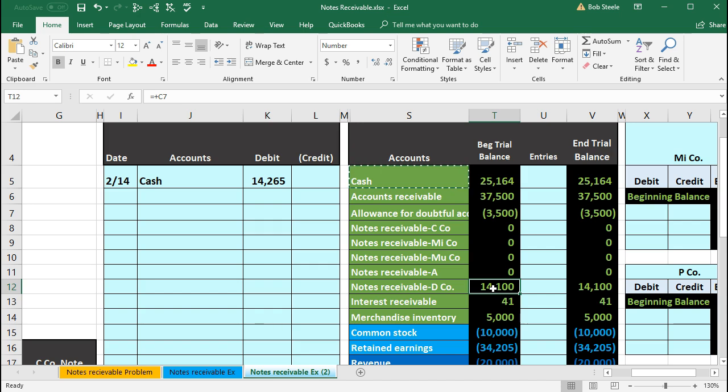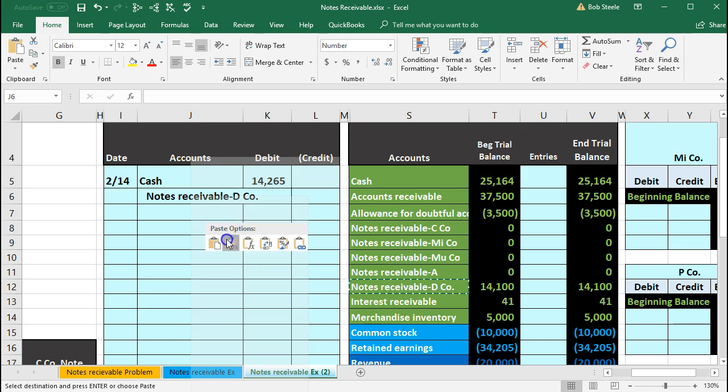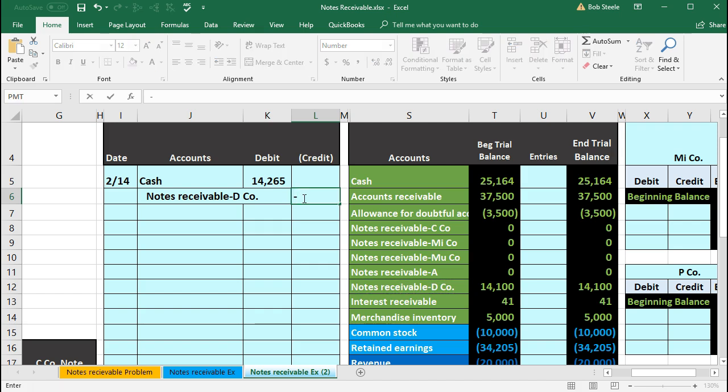It's a debit balance. We need to make it go down by doing the opposite thing to it, which in this case is a credit. So I'm going to copy that. We're going to paste that in J6, right click and paste 1, 2, 3. It's already indented here for us. I'm going to leave that. We're going to go over here. I'm going to put the credit to represent the credit with a negative 14,100.